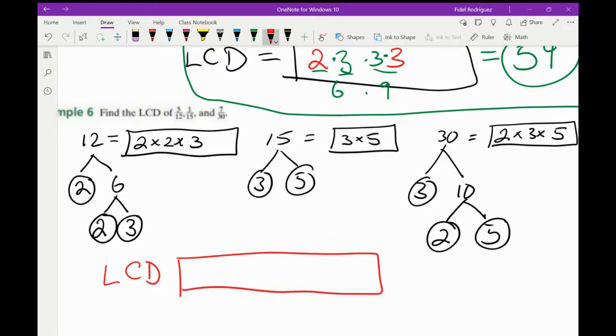Now I want you to think about this. I really have 3 different numbers here. I have the number 2, I have the number 3, and I have the number 5. So when I look at these numbers here, where do I have more 2s? Do I have more 2s in the 12, the 15, or the 30? Does anybody know? 12. Okay, and how many 2s do we have there? 2. Excellent. So we're going to write the number 2, we're going to write it twice.